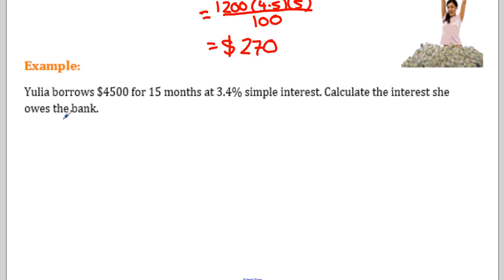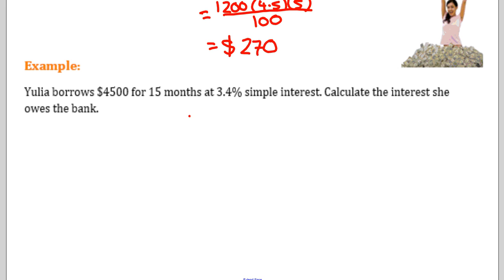Another example: Yulia borrows. Remember, it can refer to investing your money in a bank or borrowing money from a bank, like loaning money from a bank to buy something and then you pay them back later. So here's one where you're borrowing money from the bank for a loan. Yulia borrows this amount for 15 months at 3.4% simple interest. Calculate the interest she owes the bank.